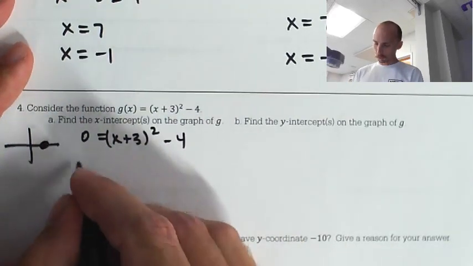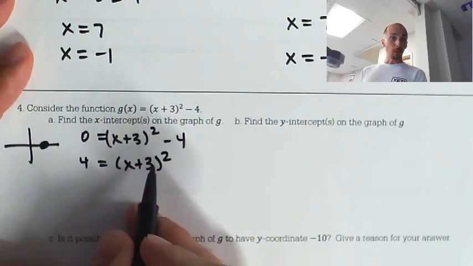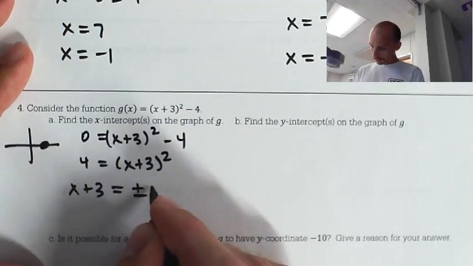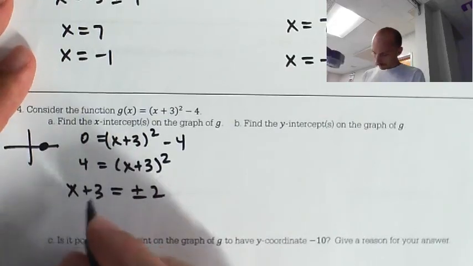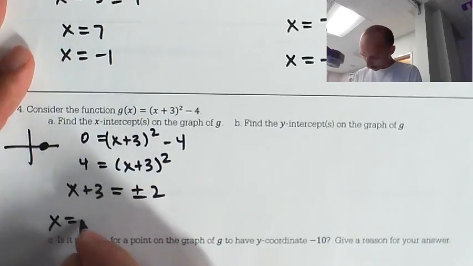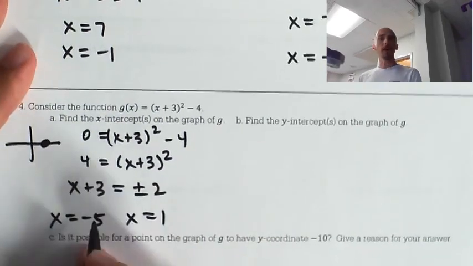And then start solving. So add 4 to both sides. Take the square root of both sides, and I get x plus 3 equals plus or minus 2, because I took the square root of 4. And then I'm going to subtract. So it would be negative 3 minus 2, or negative 3 plus 2. And these are my two x-intercepts.